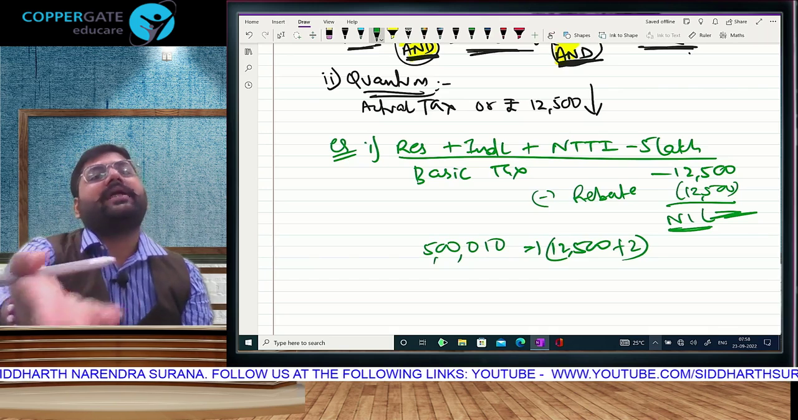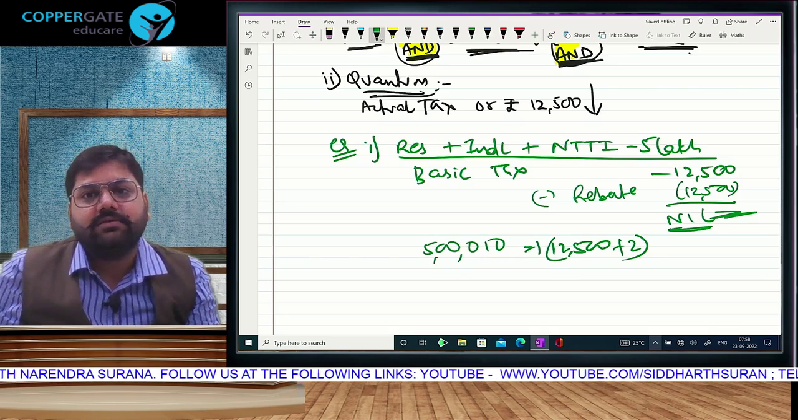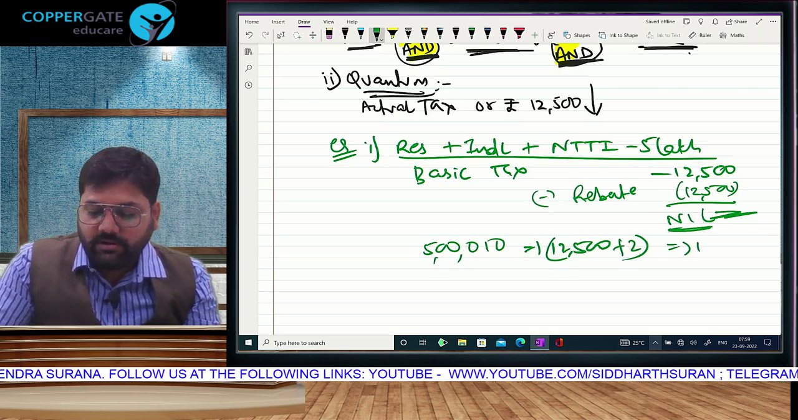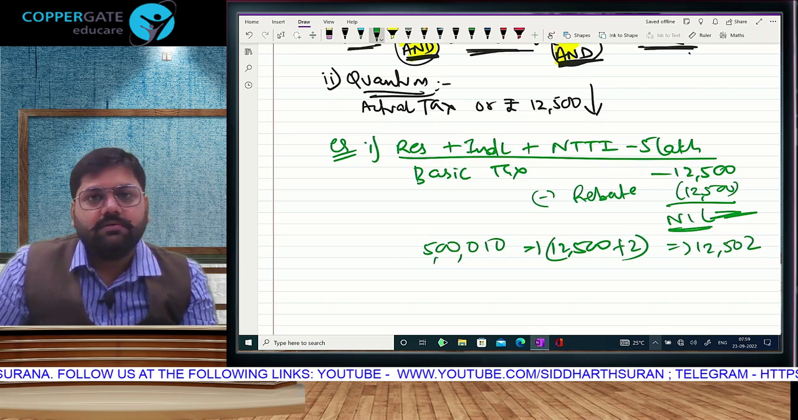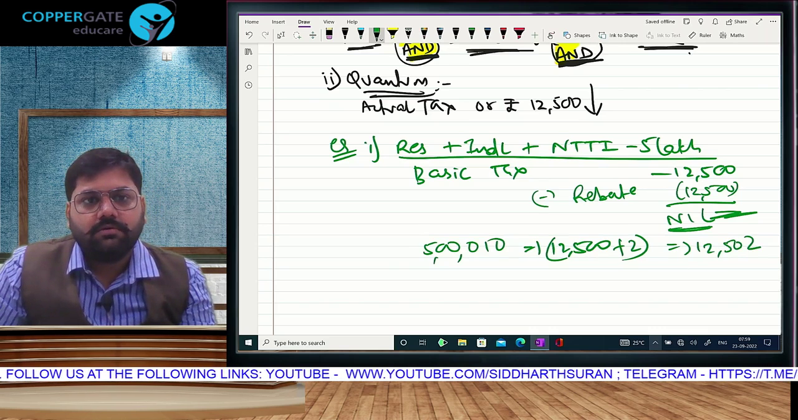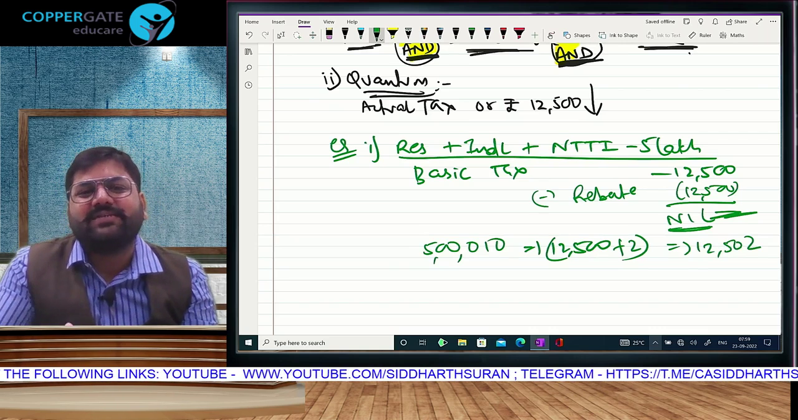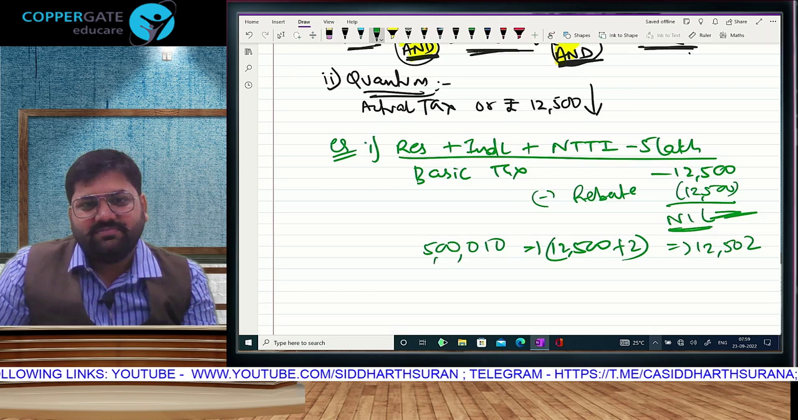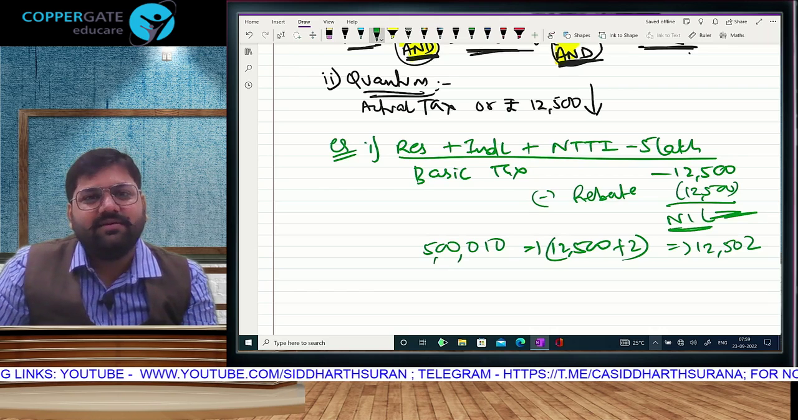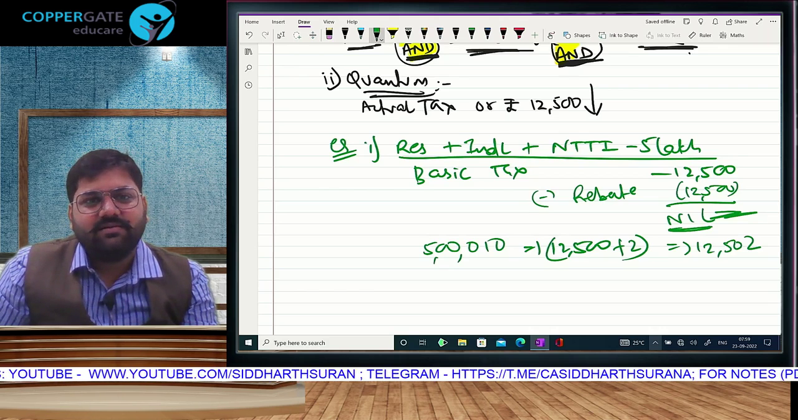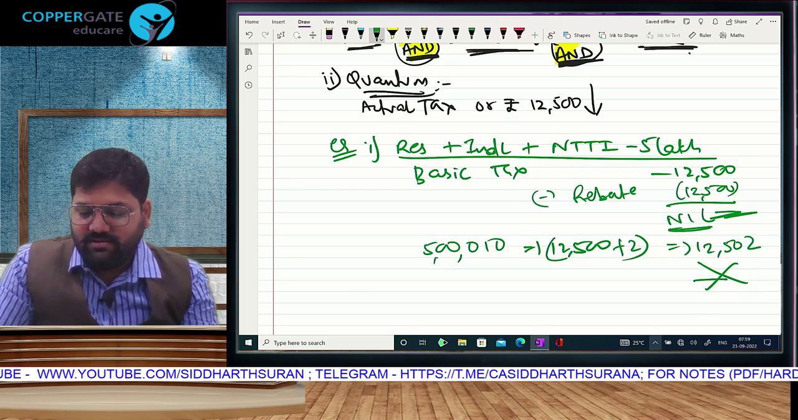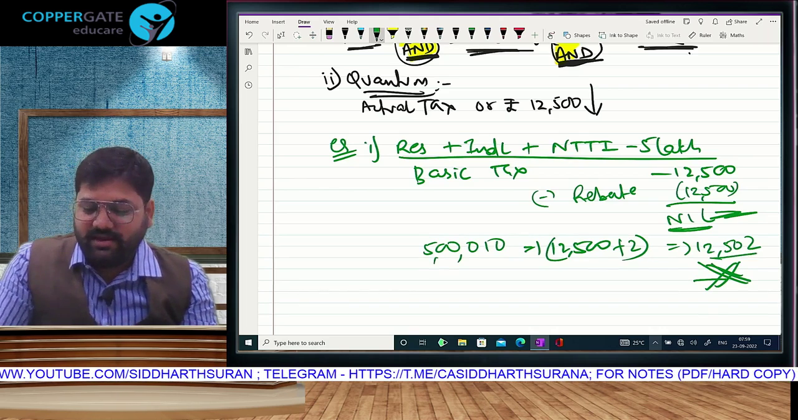If not, you calculate. Take 5 lakh 10 as income and calculate tax. Do you get 12,500 and 2 rupees? Correct? 10 is taxed at 20%, 2 rupees. Now rebate. No rebate. This is your tax.